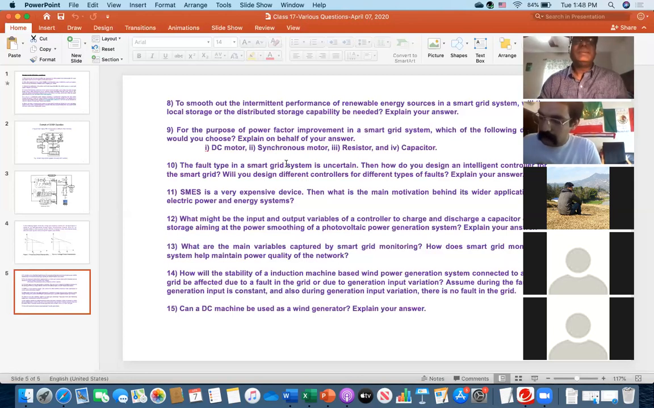Okay, so moving forward, everybody read question number 10. The fault type in a smart grid system is uncertain. Then how do you design an intelligent control system for the smart grid? Will you design different controllers for different types of fault? What is the context or the meaning of this question? Read the very first sentence. Fault type in a smart grid is uncertain.